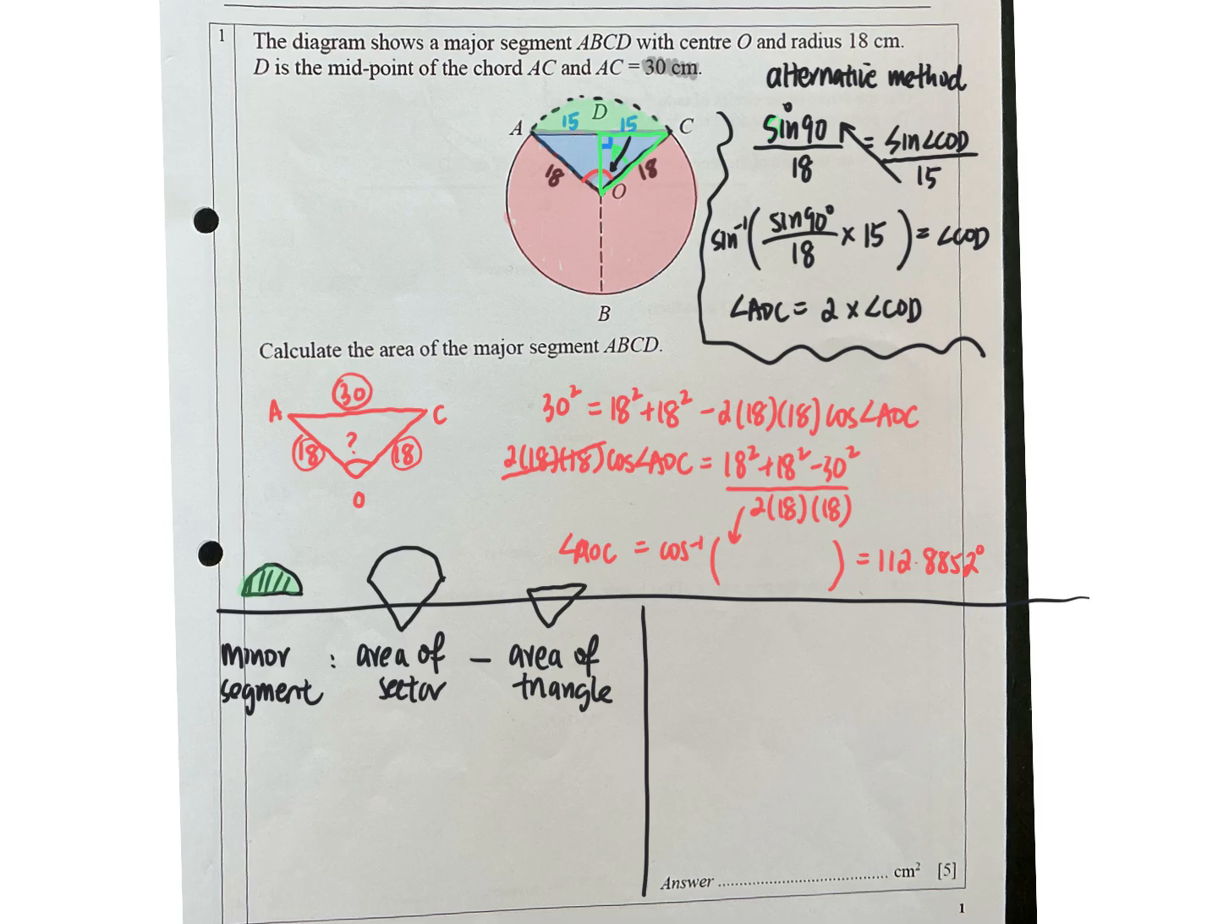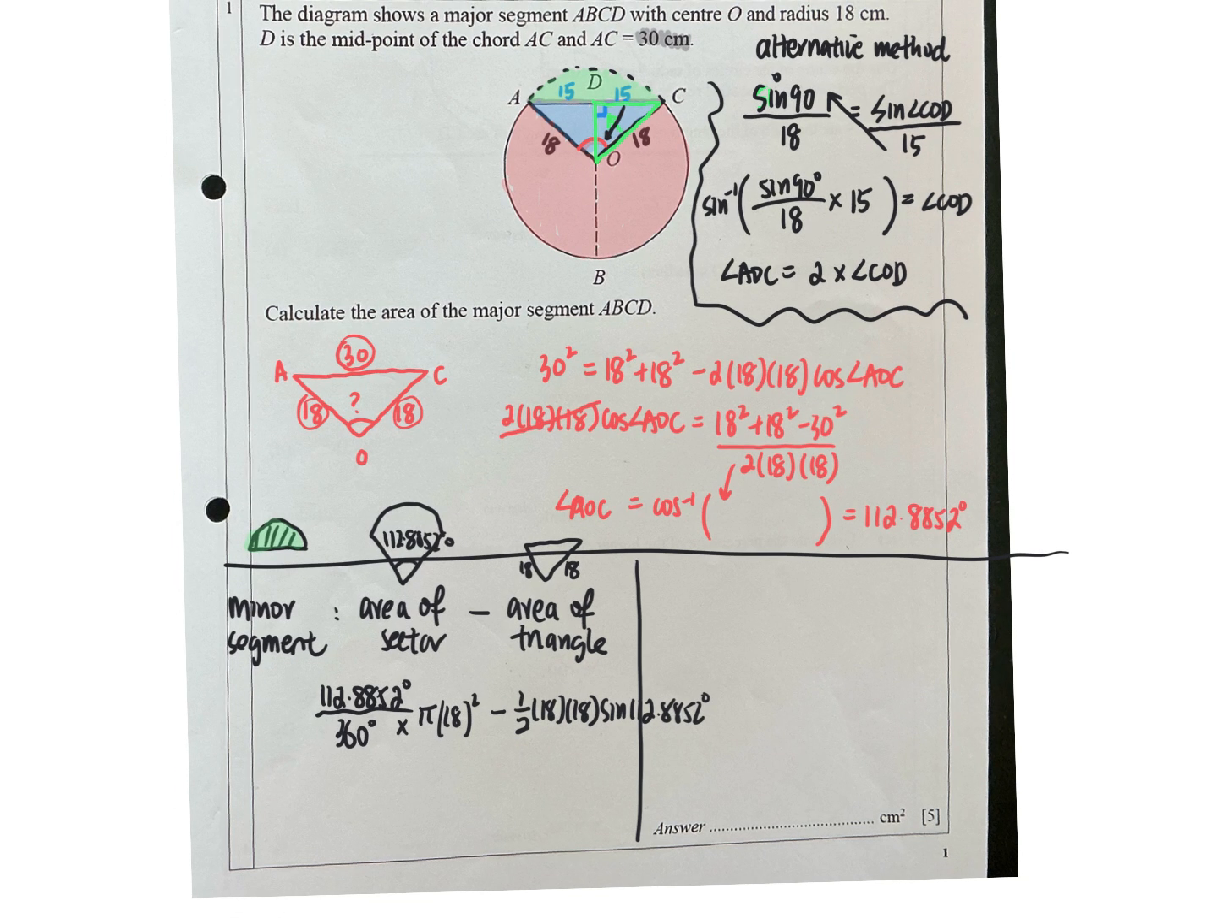So how to find this angle? I've just found it to be 112.8852. So in order to do that, I will use the formula to help me. Theta over 360 times pi r squared. So this is the formula that we remember. Then area of triangle is half ab sine C. So half times 18 times 18 times sine of the angle 112.8853. Okay, so when you do this, you get the area of the minor segment.